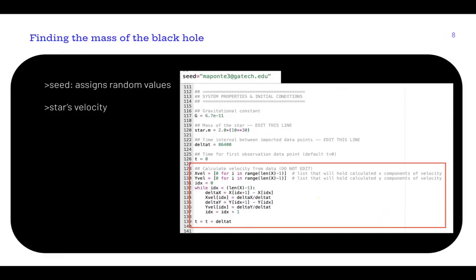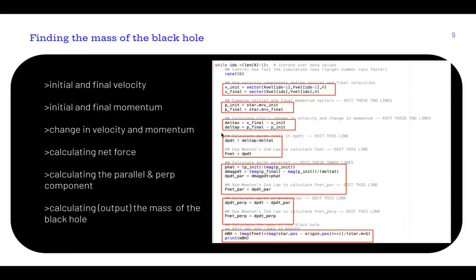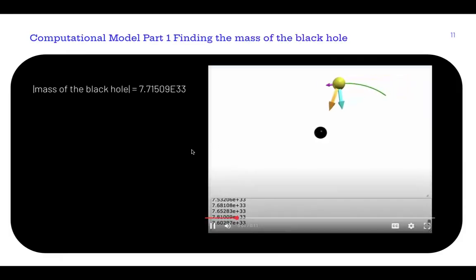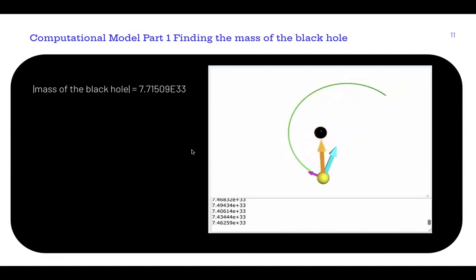Now for the application of this lab, the first part, the seed, is everyone's email, so it can assign each student random values. And then here in red, it's not something we edited, but it's the start, it's what the program uses to predict the star's velocity. And here is all the data that we changed, including initial and final velocity, initial and final momentum, change in velocity and momentum, calculating the net force, calculating the parallel and perpendicular components, and lastly, the last box will print out the mass of the black hole, which is the output. Here we also edited so that the arrows can look how they're supposed to. And then we got that the mass of the black hole is 7.71509 times 10 to the 33.